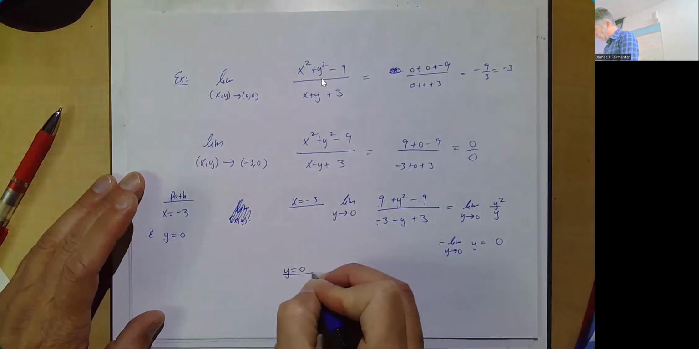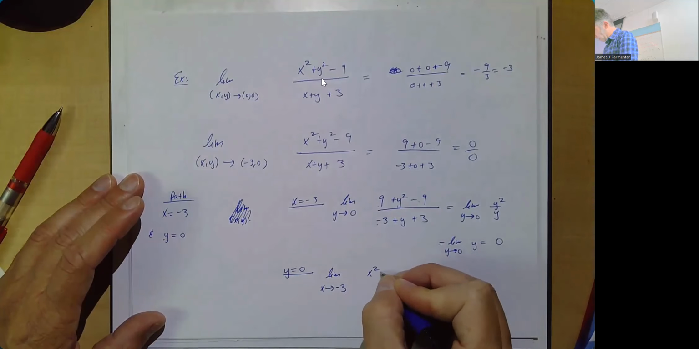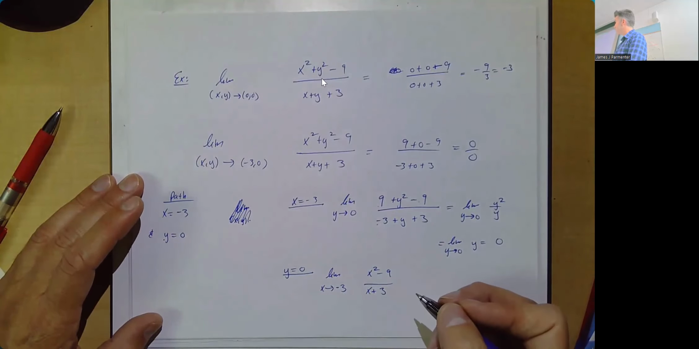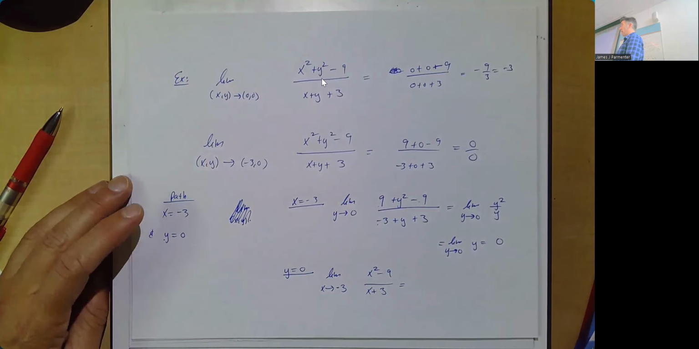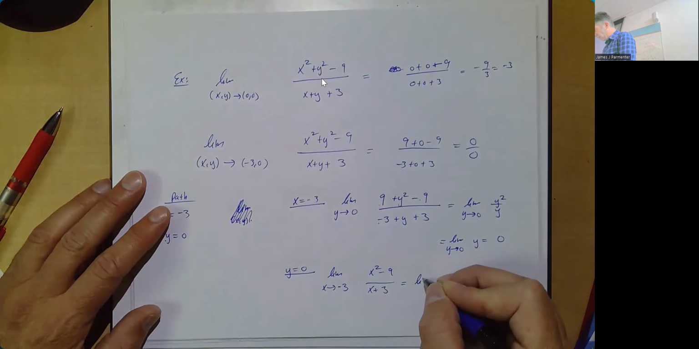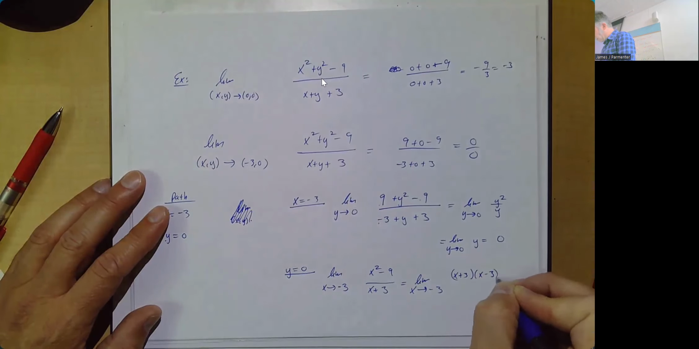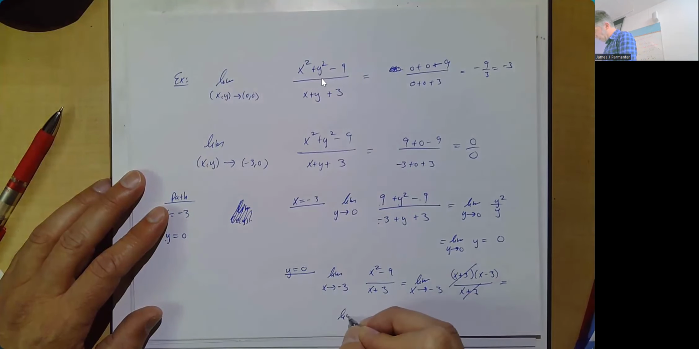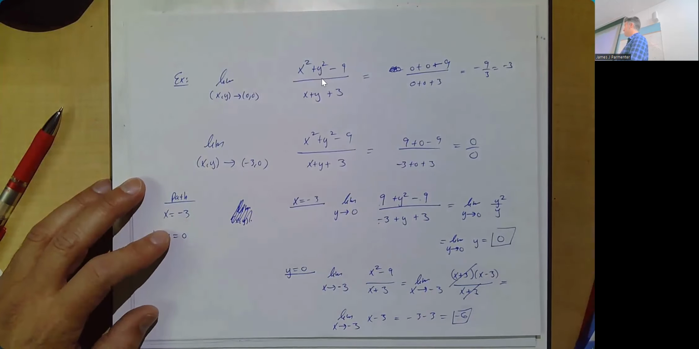So if we try y equals 0, now we're going to do the limit as x approaches -3 of x squared minus 9, because the y is 0, over x plus 3. And thank goodness it's going to work out, I think. Yeah, cool. So this one, we can find that limit by factoring and dividing through. So I get the limit as x approaches -3 of x plus 3 times x minus 3 over x plus 3. X plus 3 divided by x plus 3 is 1. I'm left with the limit as x approaches -3 of x minus 3, which is -3 minus 3, which is -6. Those values are different, so the limit does not exist.